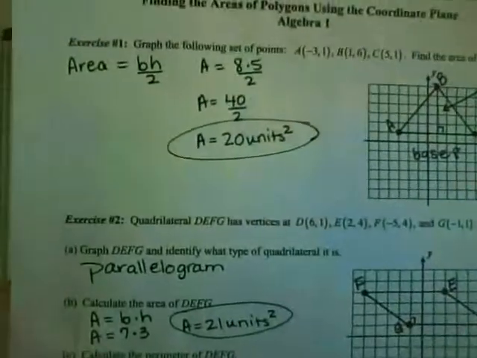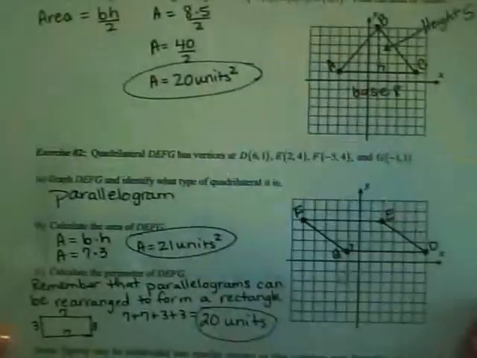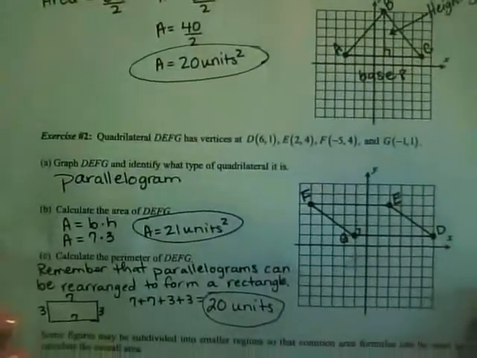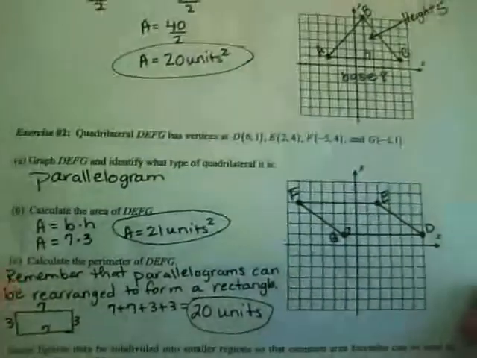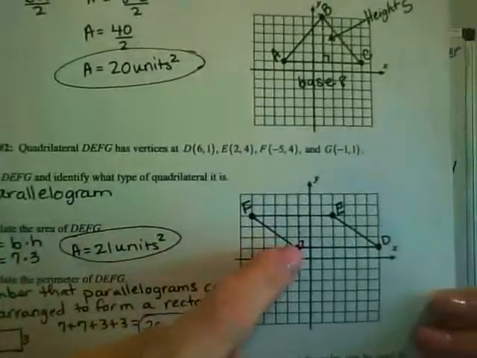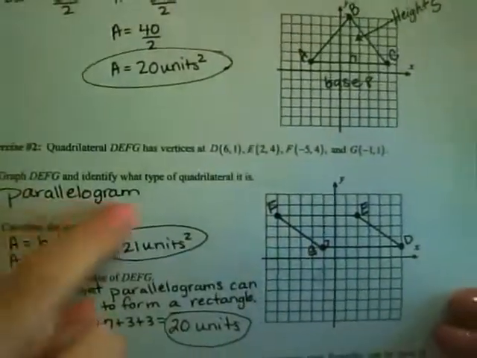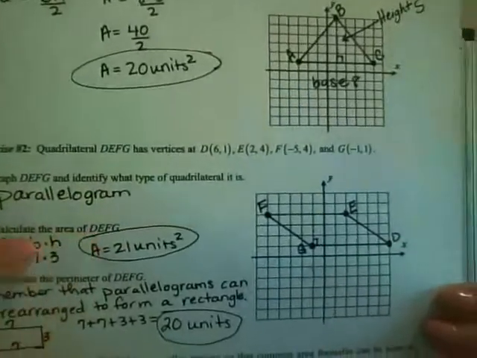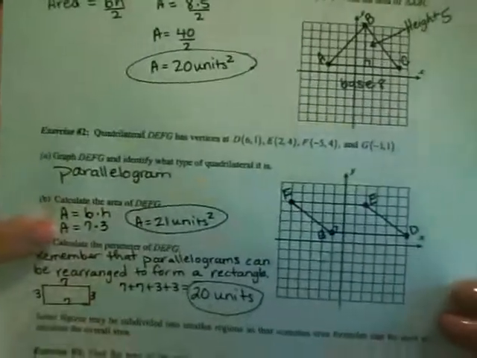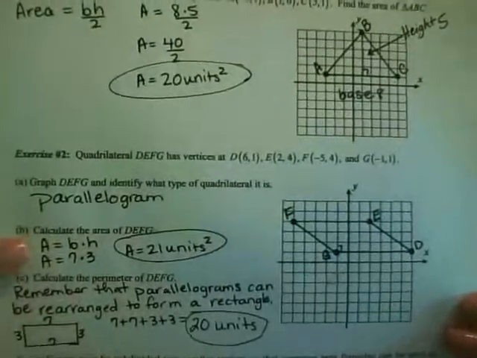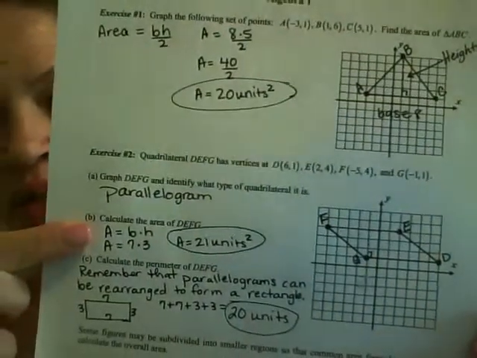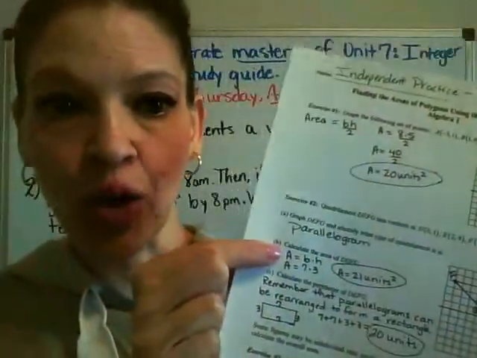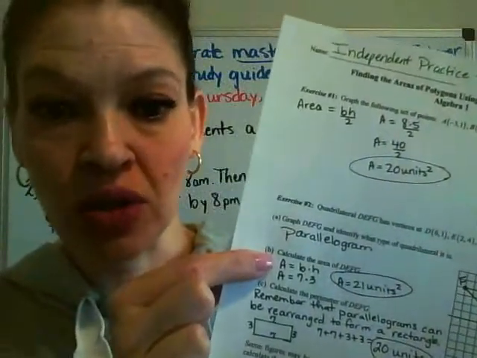Okay, on number 2, we had to plot it out. You got a parallelogram. Then you need to state that it makes a parallelogram. Then you calculate the area, which the area for a parallelogram is base times height. You should remember that from Unit 5. And if you didn't remember that, I hope you went back to your notebook and looked it up.